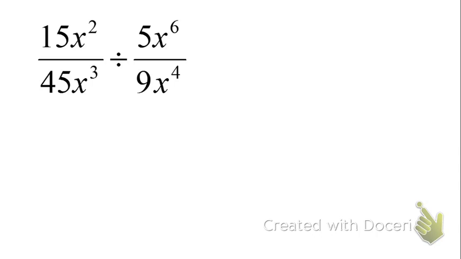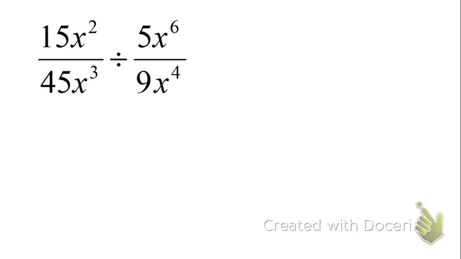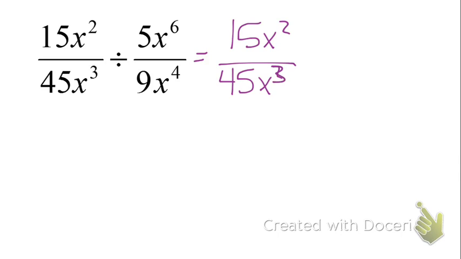Okay. Number 6 is a little bit different because we don't have any addition or subtraction. So we do want to start by keep, change, flip. We keep this first one the same, change division to multiplication, and flip that second fraction.